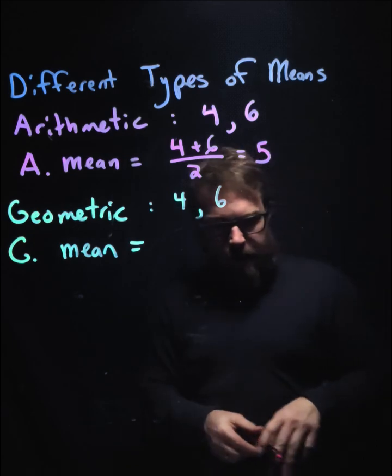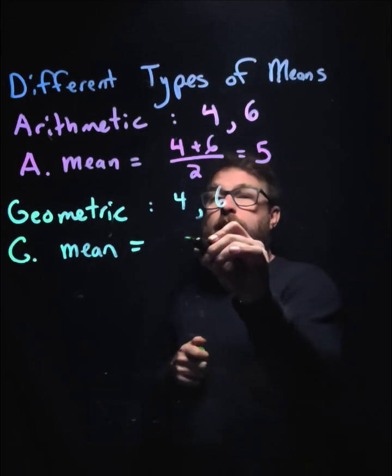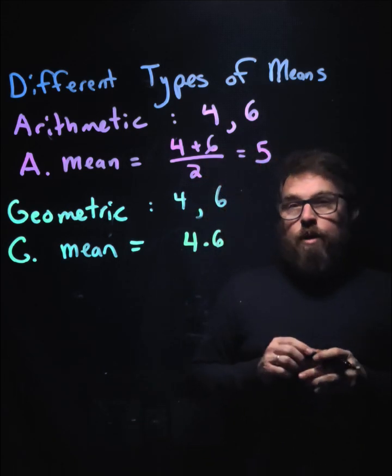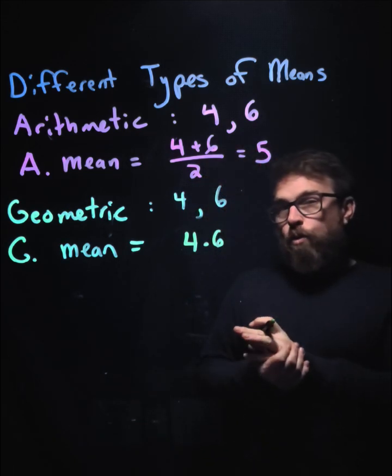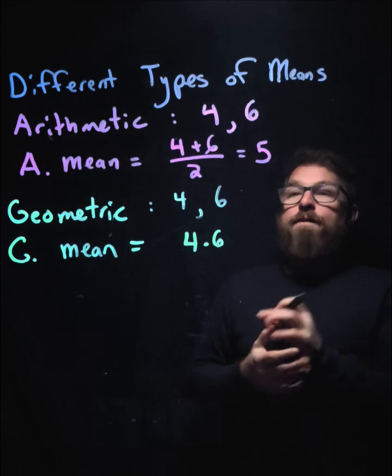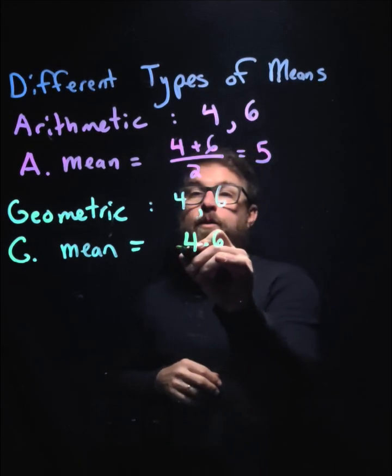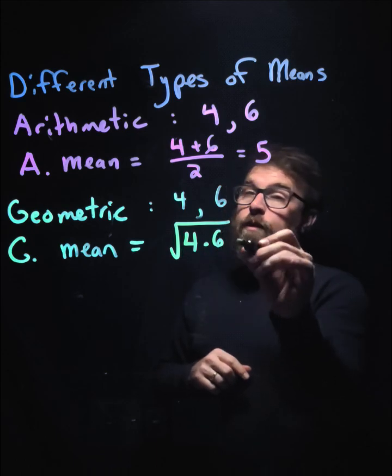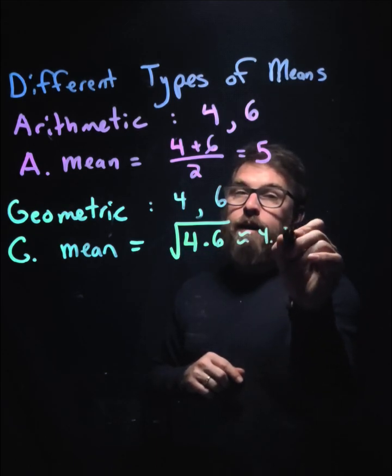Now, the geometric mean is done a little bit differently. Instead of adding the numbers, what I do is I multiply the numbers. Instead of dividing them, what I'm going to do is root them with the same index that I have for numbers. So since I have two numbers, I'm going to square root. And the square root of 24 is about 4.9.